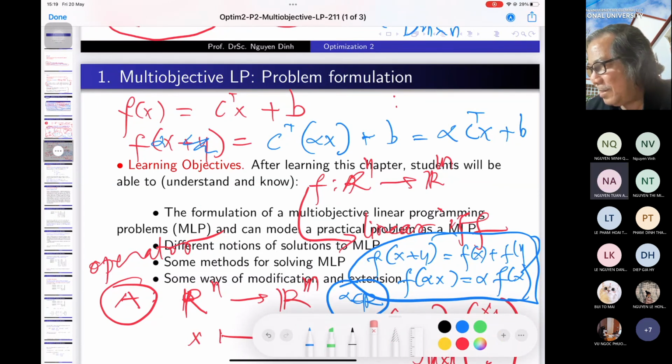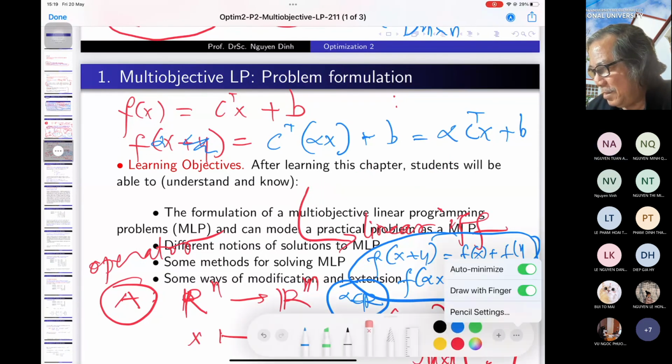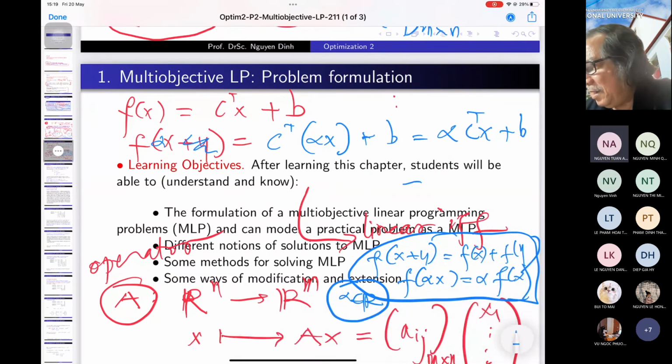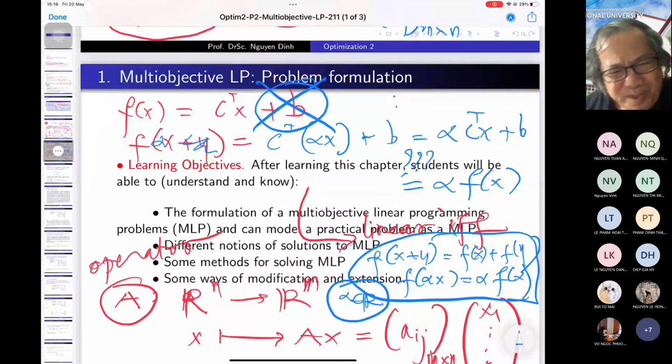Tuấn Anh? If you write it like that, f of alpha x, is it equal to alpha f of x? No, it does not equal alpha multiplied by f. It does not. Is that right? So it is linear, not with the b.